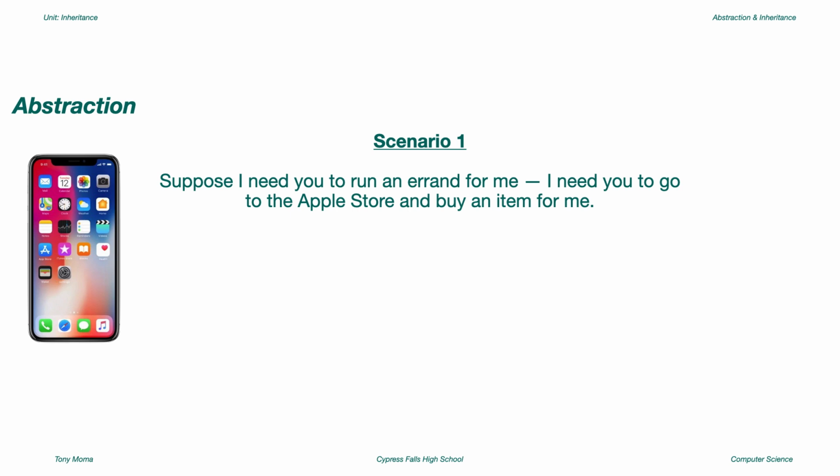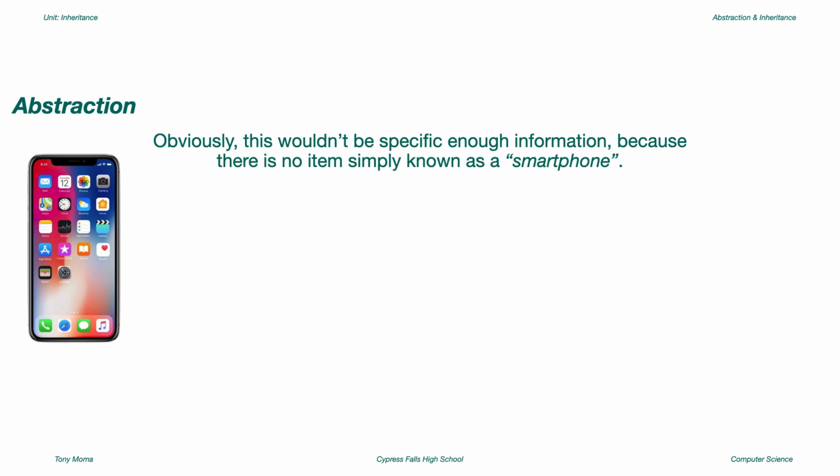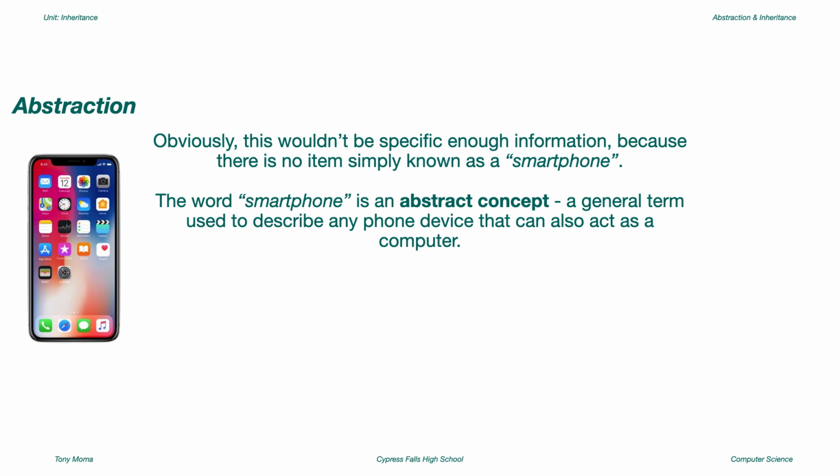Suppose I need you to go to the Apple store and buy an item for me. Then you ask, what do you want me to buy? And I simply respond, a smartphone. Obviously, this wouldn't be specific enough information because there is no item simply known as a smartphone. The word smartphone is an abstract concept, a general term used to describe any phone device that can also act as a computer.